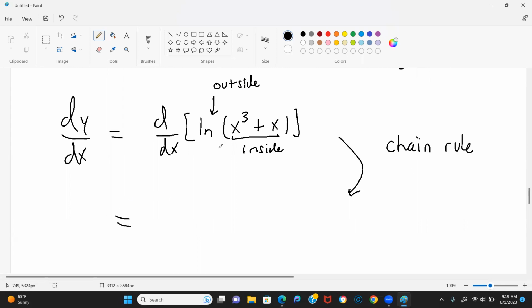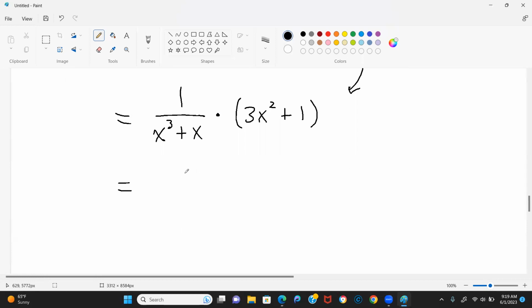says that you take the derivative of the outside function, which is 1 over x, but then you evaluate it at the inside function. So it's going to be 1 over x cubed plus x, and then times the derivative of the inside function, which is going to be 3x squared plus 1. And then that will be 3x squared plus 1. You can multiply these, the numerator and denominator, and get this.